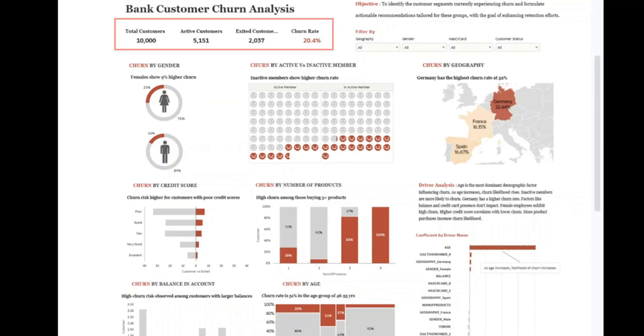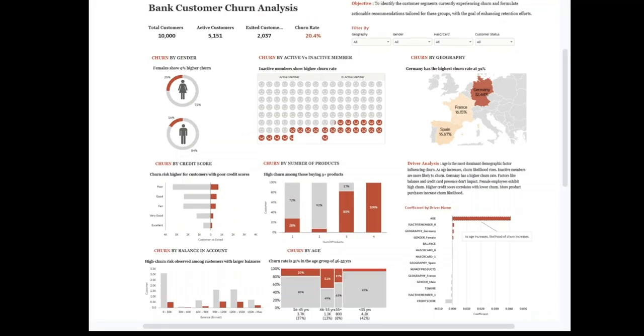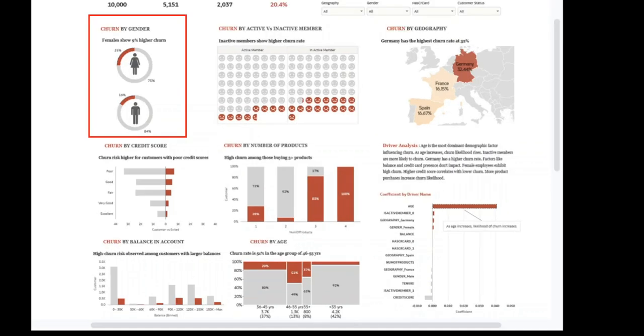On the top left, we have the big picture, very high level metrics. And then there is a breakdown based on demography, location, and other factors. For showing the churn by gender, I have used very simple icons for male and female, and we can see that females show a higher churn as compared to males.